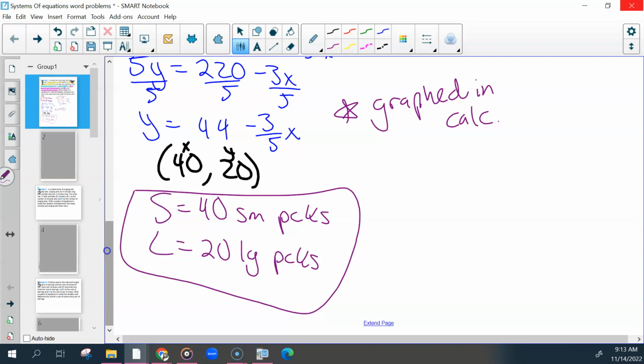Some equations will be easier to graph than others. Some you may not want to do all that work for to graph it. That's why there are 3 options. What questions do we have on that?